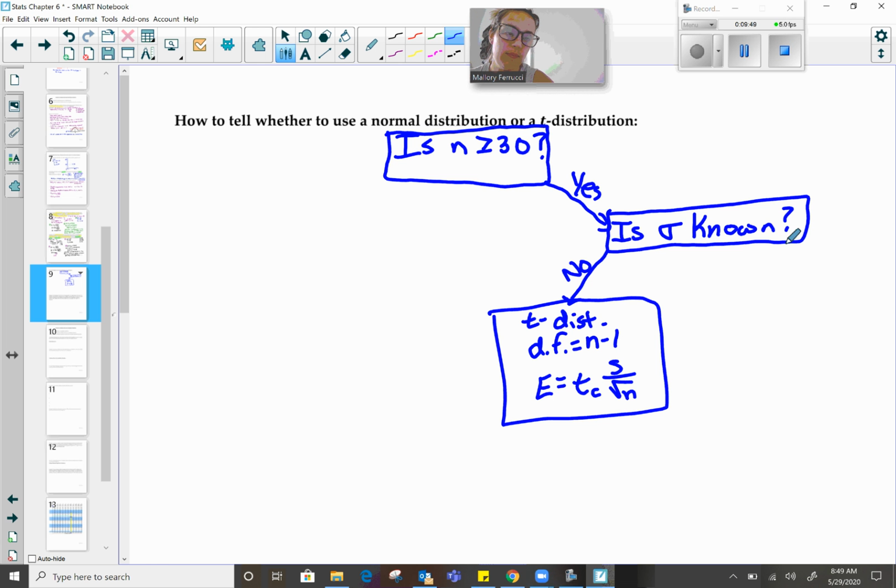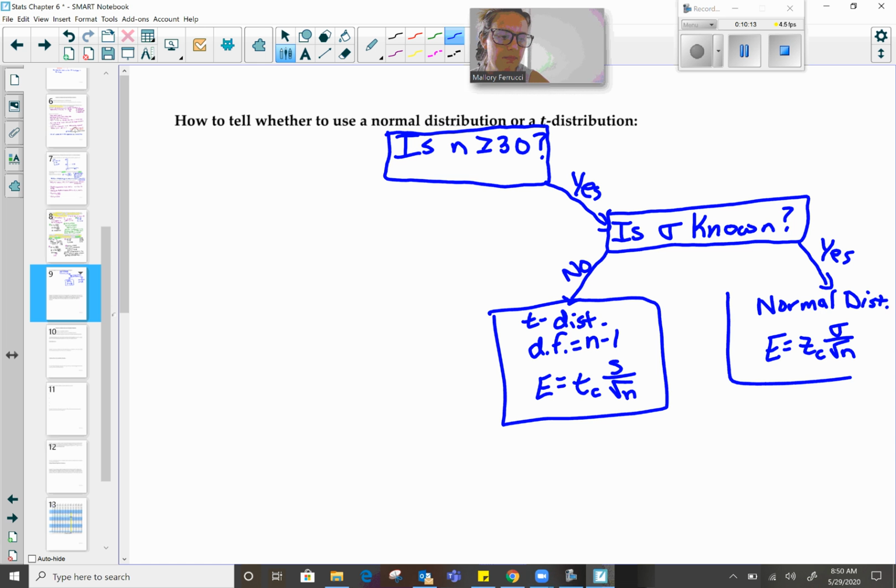Now, if sigma is known, then we're going to use the normal distribution where we're using z-scores. So it's E equals z sub c times sigma over square root of n. Okay, because we will have sigma in that instance. Now, let's say we got no.